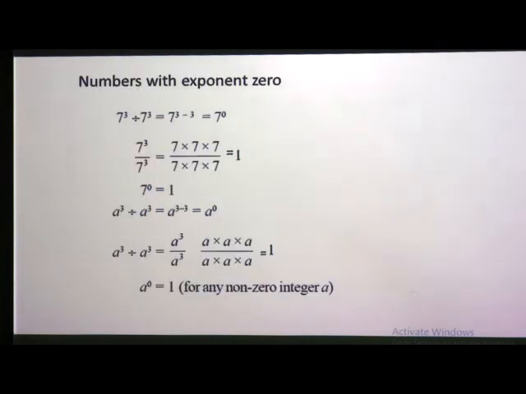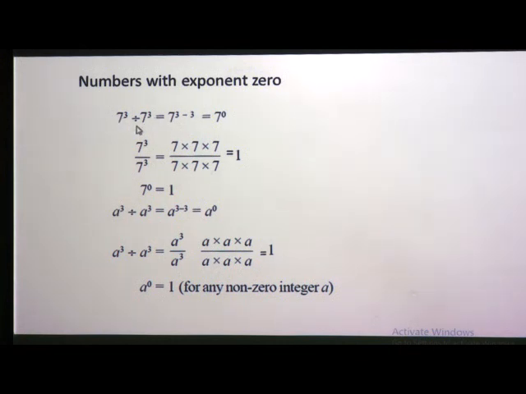Now, we are having some numbers with exponent 0. Already when I was showing you the laws of exponents, we had one example that a to the power of 0 is not 0, it should always be 1. How will we prove that? Here with one example. Here we are having 7 raised to the power of 3 divided by 7 raised to the power of 3.